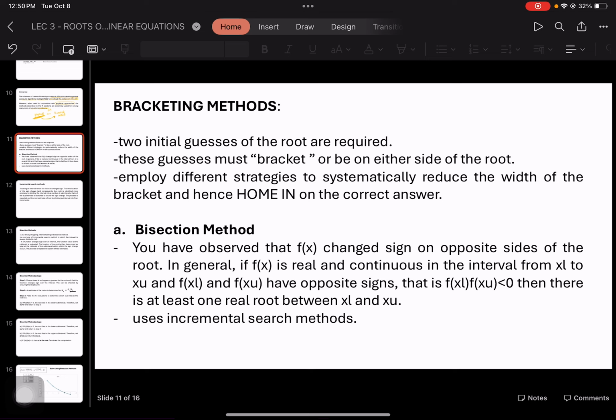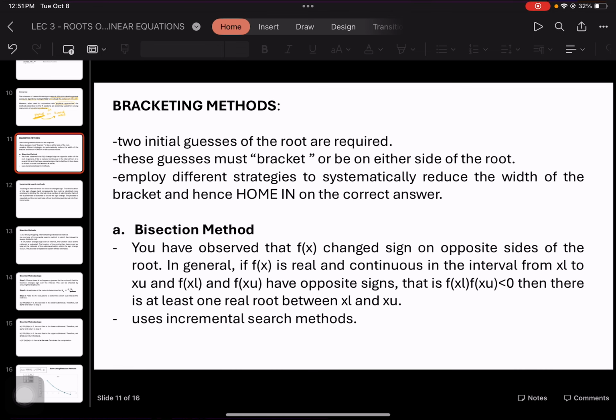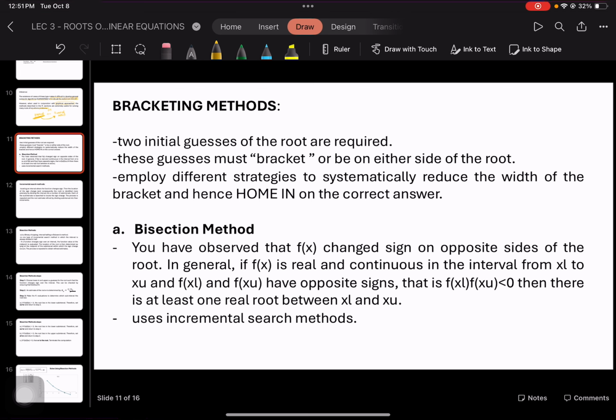Okay, so I think this is video number 6, if I'm not mistaken, no? So, we are now in the bracketing method. So, natapos na natin yung sa graphical. Now, again, I have said this one. Sa bracketing method, we need 2 initial guesses of the roots, dalawa. And these guesses must bracket or be on either side of the root.